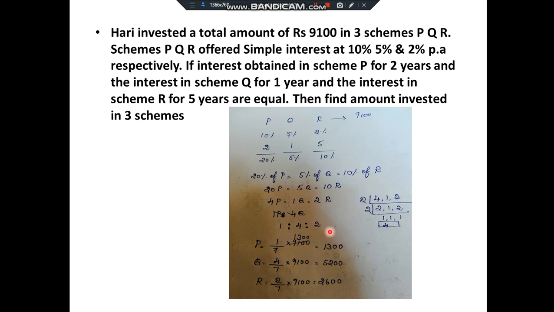Now just take the value of PQR. So 1 out of 4 plus 2 plus 1, which is 7, right? So 1 out of 7 into 9100. I hope you remember this, we have seen previously. Okay, in one question we have seen that particular value by the total value into the total principal. So you get it as P is equal to 1300, Q is equal to 5200 and R is equal to 2600. I hope you understood.